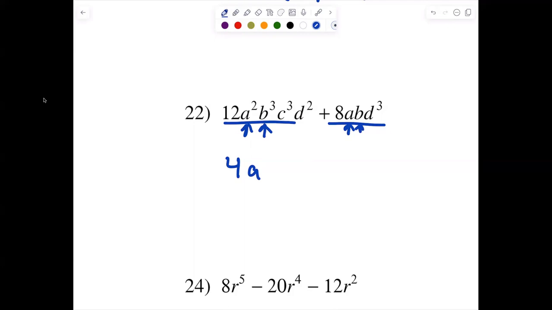Now, common means they're in both. Yeah, you see what I'm saying? It has to be in both. There's 3 in the first one, but only 1 in the second one. So there's only 1 B common. How many C's are common? None. What about D's? How many here? How many here? How many common? There you go.